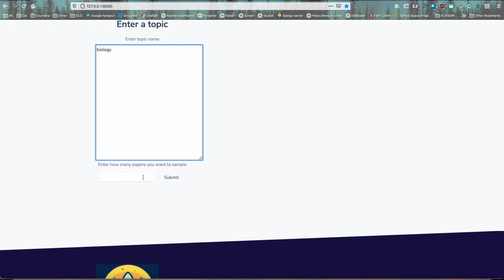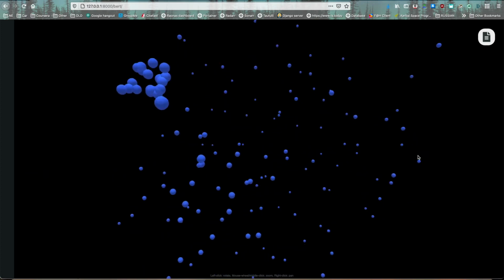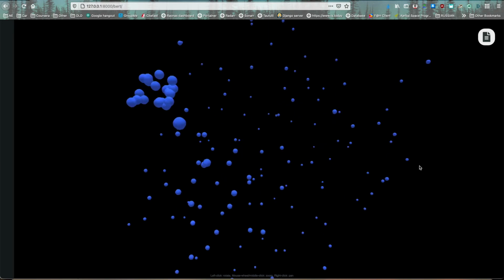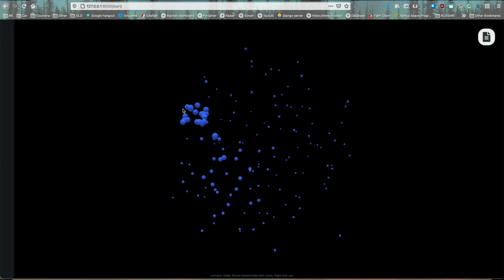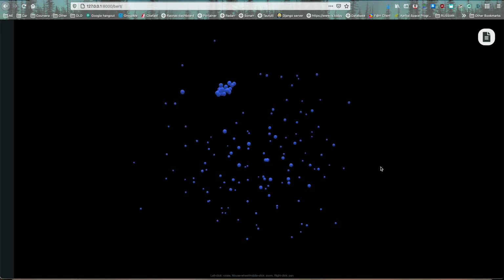Say I want papers in biology and I want a 100 paper sample. So here we are on the visualization page, and immediately you can notice some interesting features. Firstly, we have this large cluster of papers that are up in this corner here. You can use the mouse controls to move around the graph.